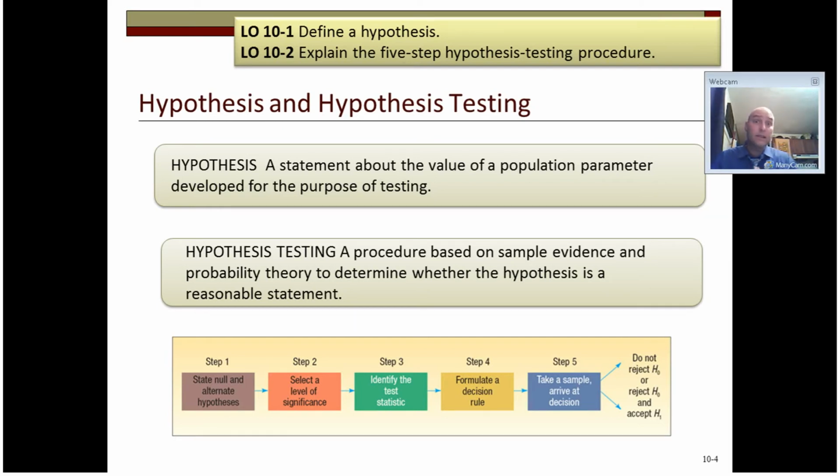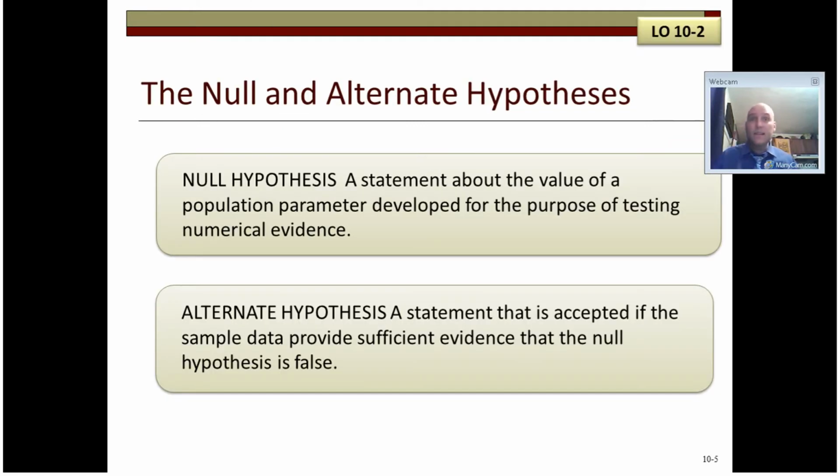Lastly, you take a sample and collect the data. Once you collect the data, you compare your results from the sample data you collected to the decision rule that you established in the previous step, and then you decide what you do with your competing hypotheses. One of them will be supported and the other won't. The two hypotheses that are competing are the null hypothesis and the alternate hypothesis. The null hypothesis is a statement about the value of a population parameter developed for the purpose of testing numerical evidence. Now, it sounds a lot like the initial definition of a hypothesis, and that's good because this is also a hypothesis.